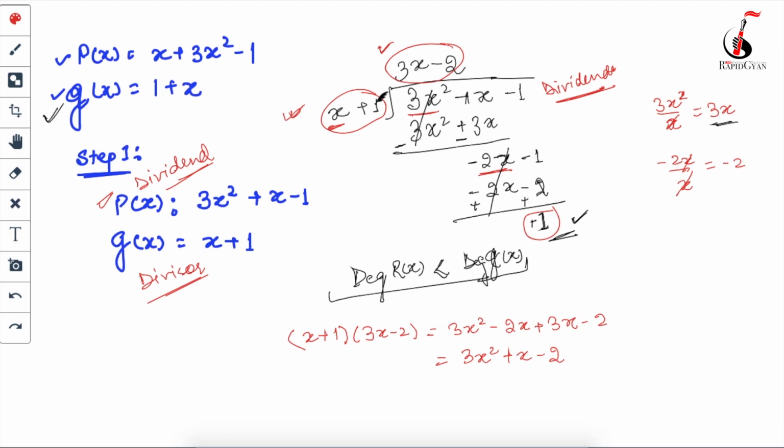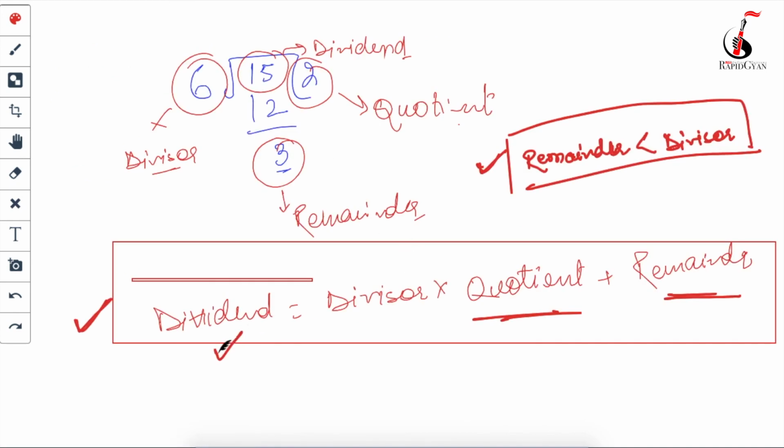So what I did, I multiplied your quotient with divisor, and then I will have to add the remainder. What is your remainder? Remainder is plus 1. So what will I get? I will get 3x square plus x minus 1. Check, this is your dividend. So we can say that dividend is equal to divisor multiplied by quotient plus remainder. See here, this is what is written over here, dividend is equal to divisor multiplied by quotient plus remainder.